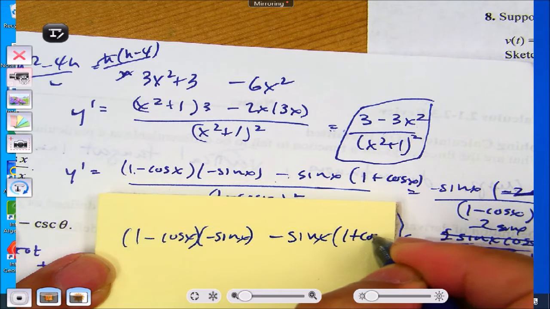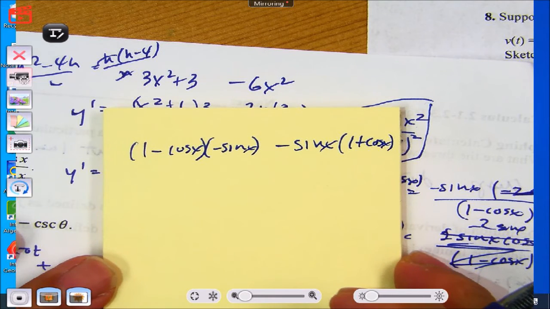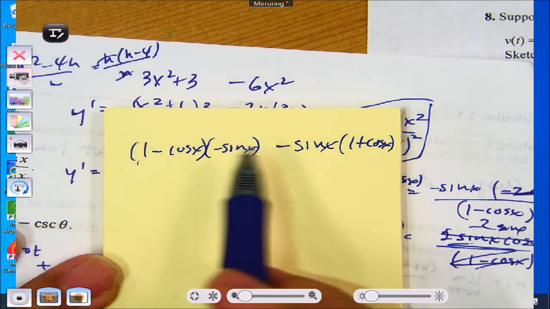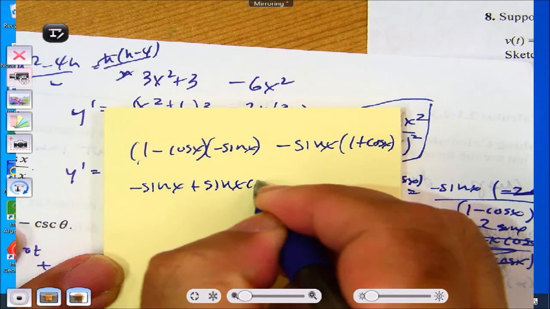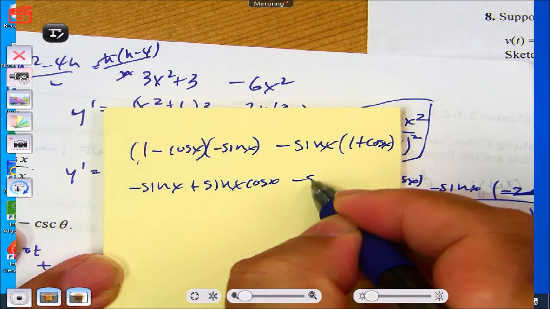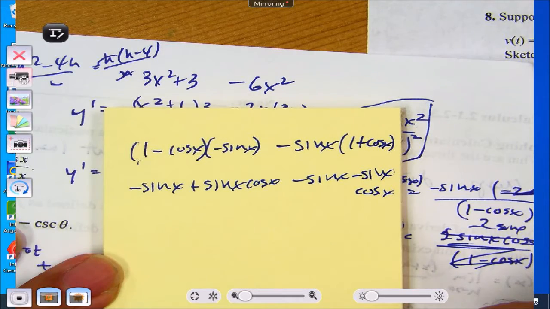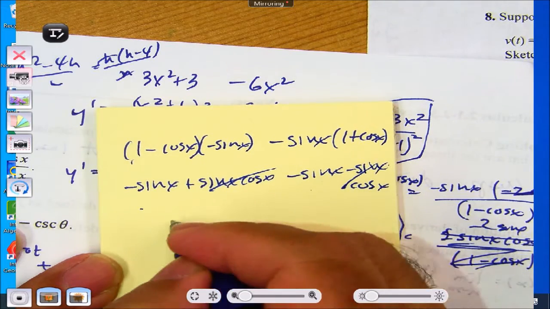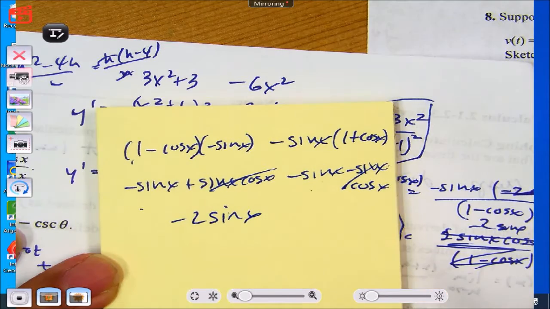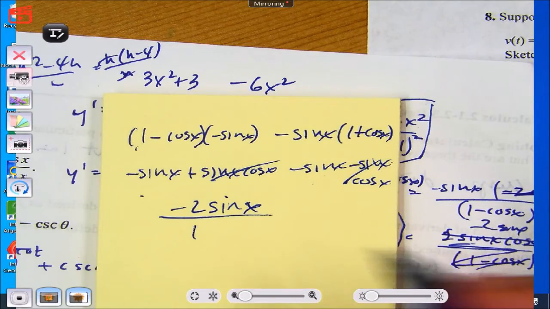I tell you what though, factoring out the negative sine x is probably more algebra than you want to know how to do. So I'm just going to distribute. That'll be negative sine x plus sine x cosine x minus sine x minus sine x cosine x. So these two cancel, and you get negative 2 sine x over the denominator, which didn't change, which was 1 minus cosine x squared.